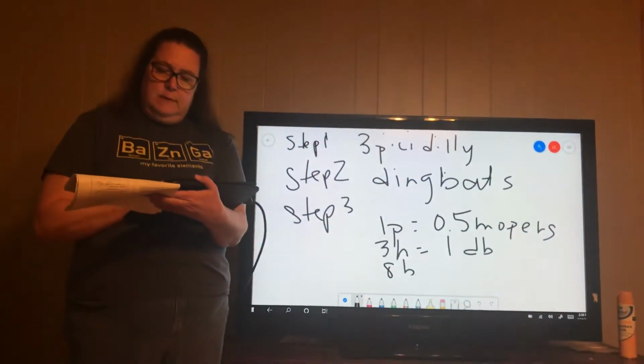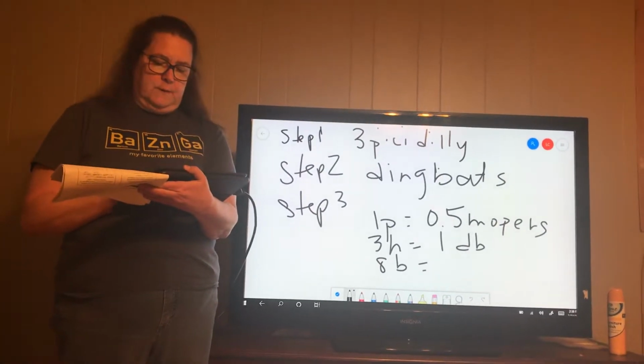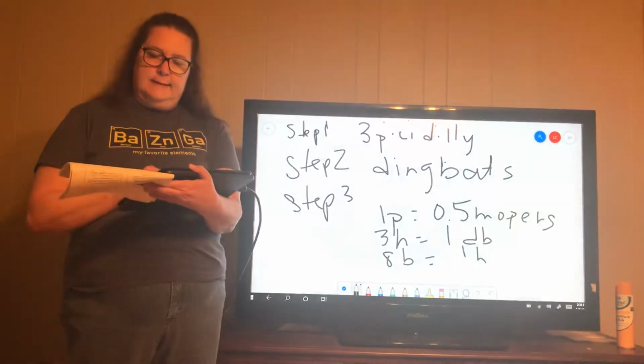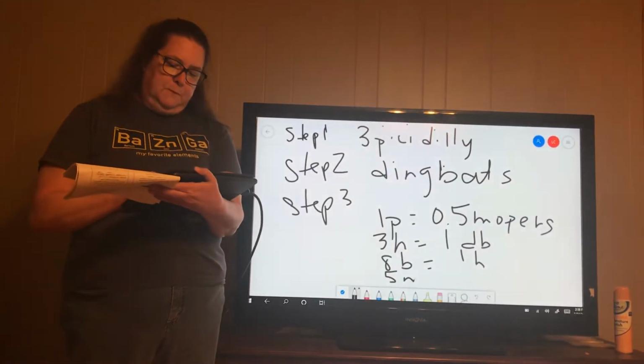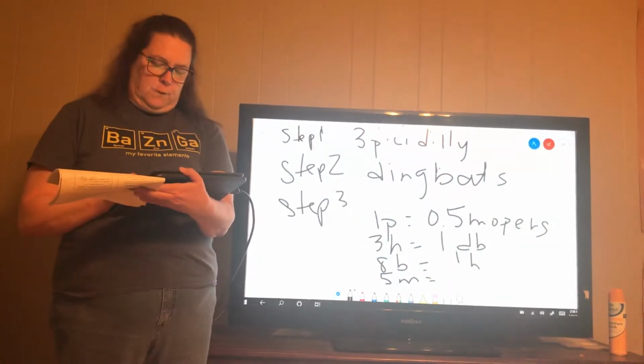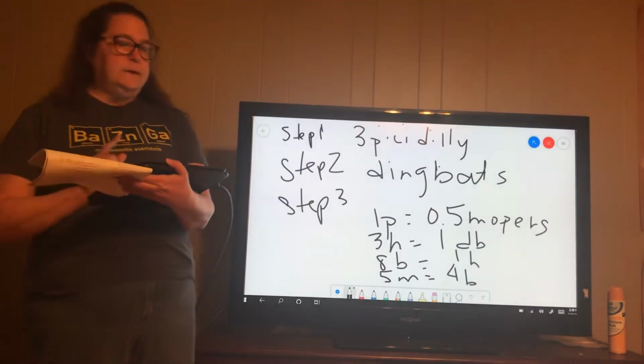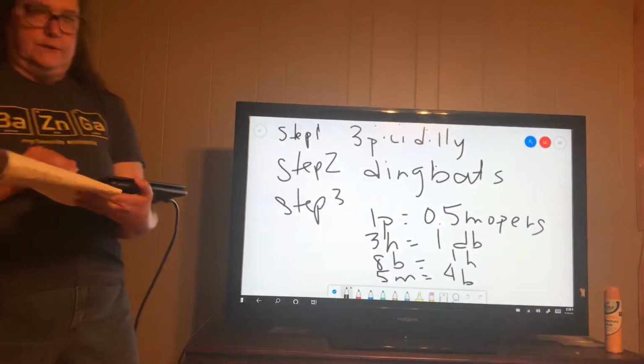8 boopers equals 1 hedgehog, and 5 mopers equals 4 boopers. Okay, so that's step 3, writing all the conversion factors.